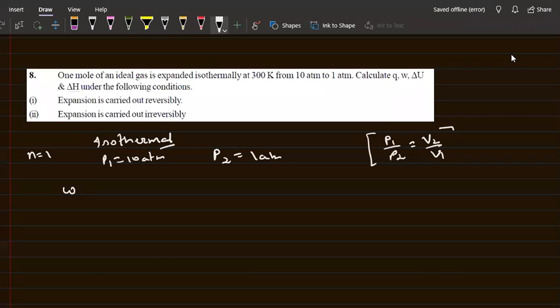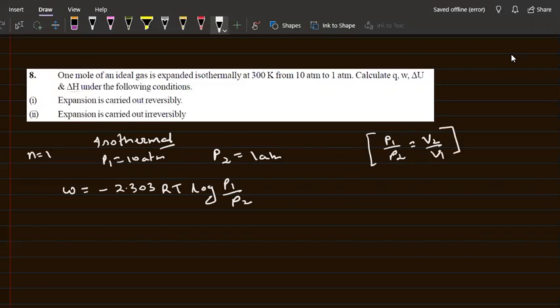Yes. So what is the work done? The formula of work done for a reversible process, we know, is minus 2.303 nRT, n is 1, so RT log V2 by V1. Now V2 by V1 can be written as P1 by P2. Yes or no? As simple as that. Since it is an isothermal process, V2 by V1 can be written as P1 by P2. Got it? Tell me, can you solve this?